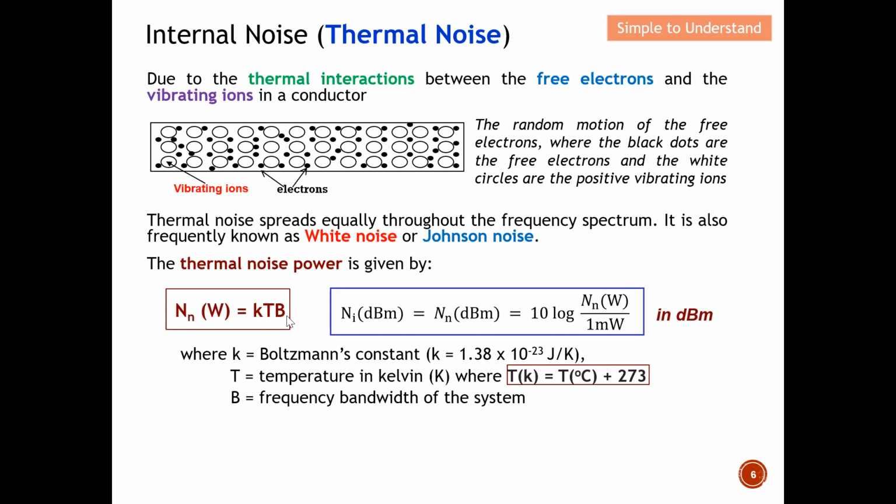The thermal noise is given by this equation. This is the thermal noise power, basically KTB. K is the Boltzmann constant, which means that K is a constant number, which is 1.38 times 10 to the power minus 23 joules per kelvin. T is simply the temperature. We are more familiar with degrees Celsius, but in this case, we need to convert to Kelvin. How can we convert to Kelvin? For anything in degrees Celsius, we just need to add 273. This converts it into temperature in Kelvin. Next, B is the frequency bandwidth of the system. So this is the formula to compute the thermal noise.